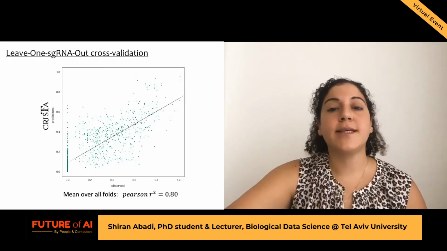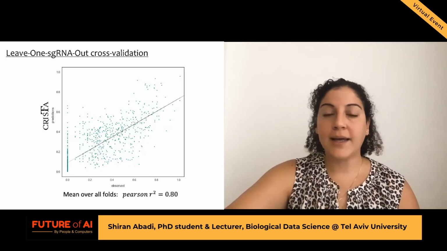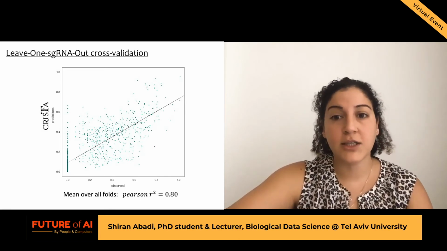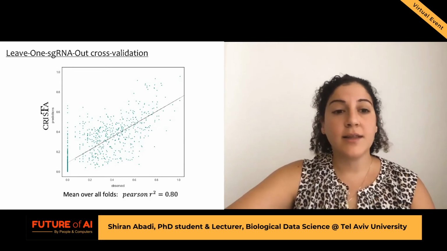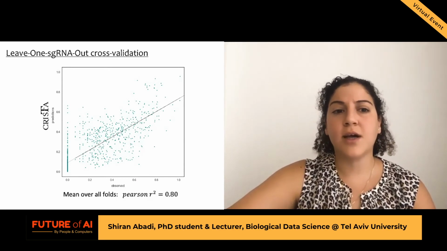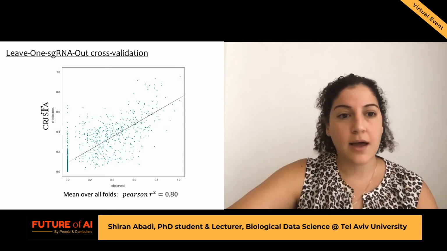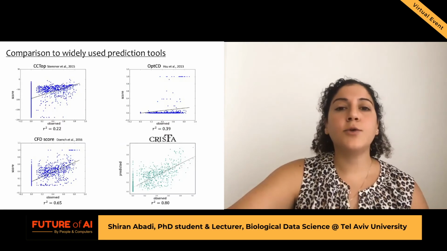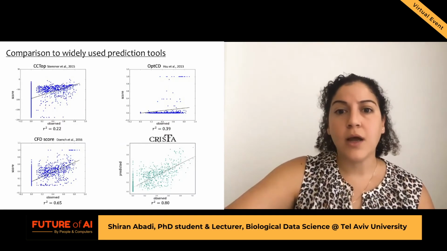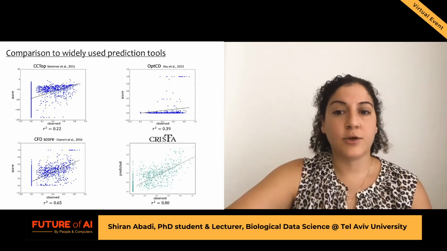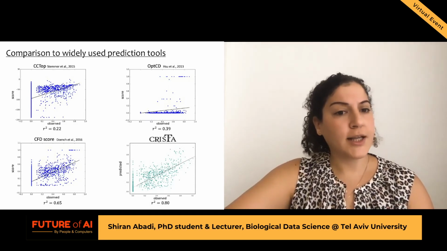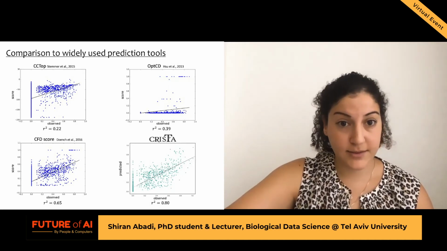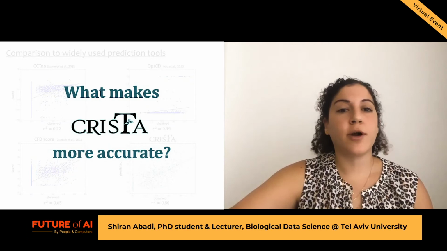Now, how accurate is CRISPR? So I examined this in cross-validation and of course on a validation set, but in cross-validation, we see that the accuracy, the Pearson R-square between the observed and the predicted cleavage frequencies, was 80%. Compared to other very popular tools, we see that CRISPR is better than the others. CRISPR reaches an 80% accuracy, while the next best is 65%. So the question is, what makes CRISPR more accurate?